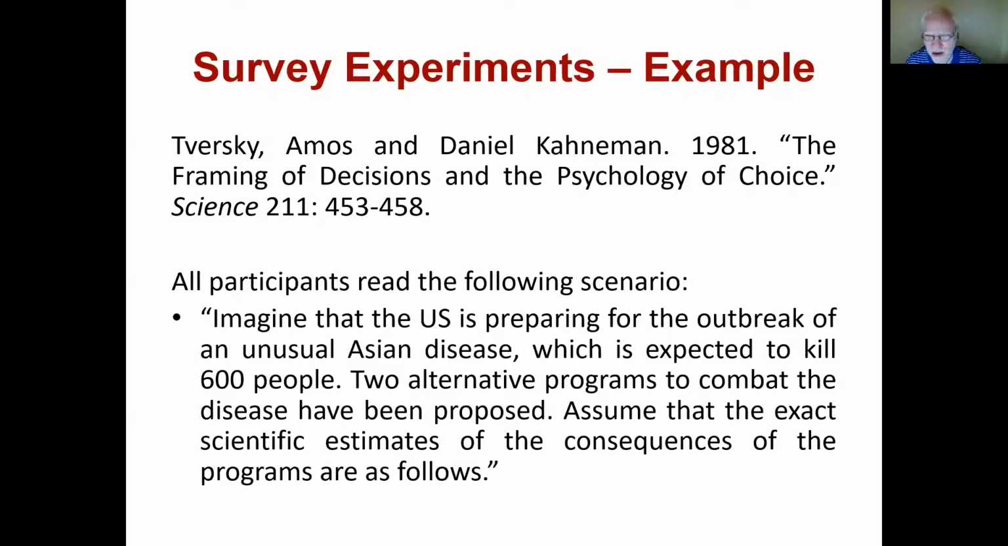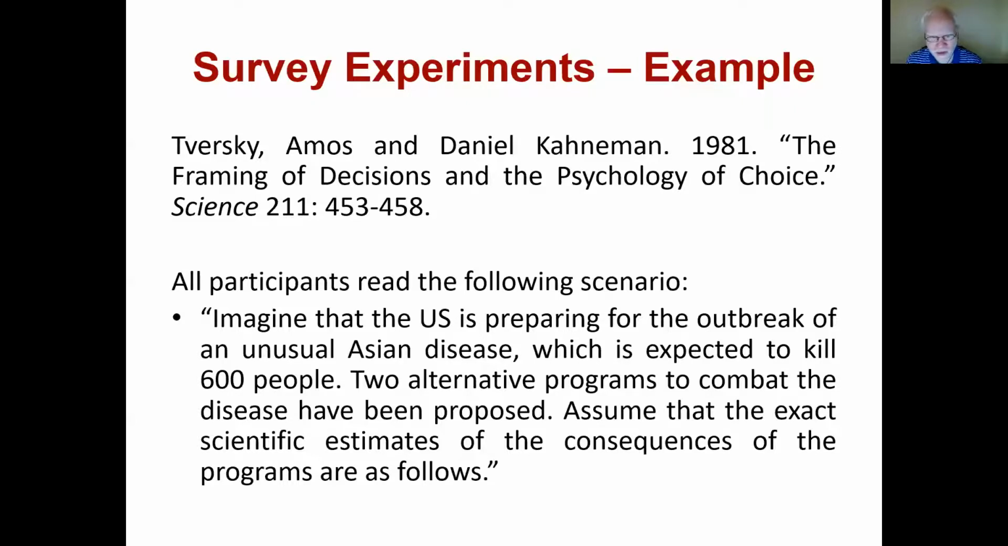Some participants aren't told it's an experiment. Imagine that the US is preparing for the outbreak of an unusual Asian disease, which is expected to kill 600 people. Two alternative programs to combat the disease have been proposed. Assume that the exact scientific estimates of the consequences of the program are as follows.